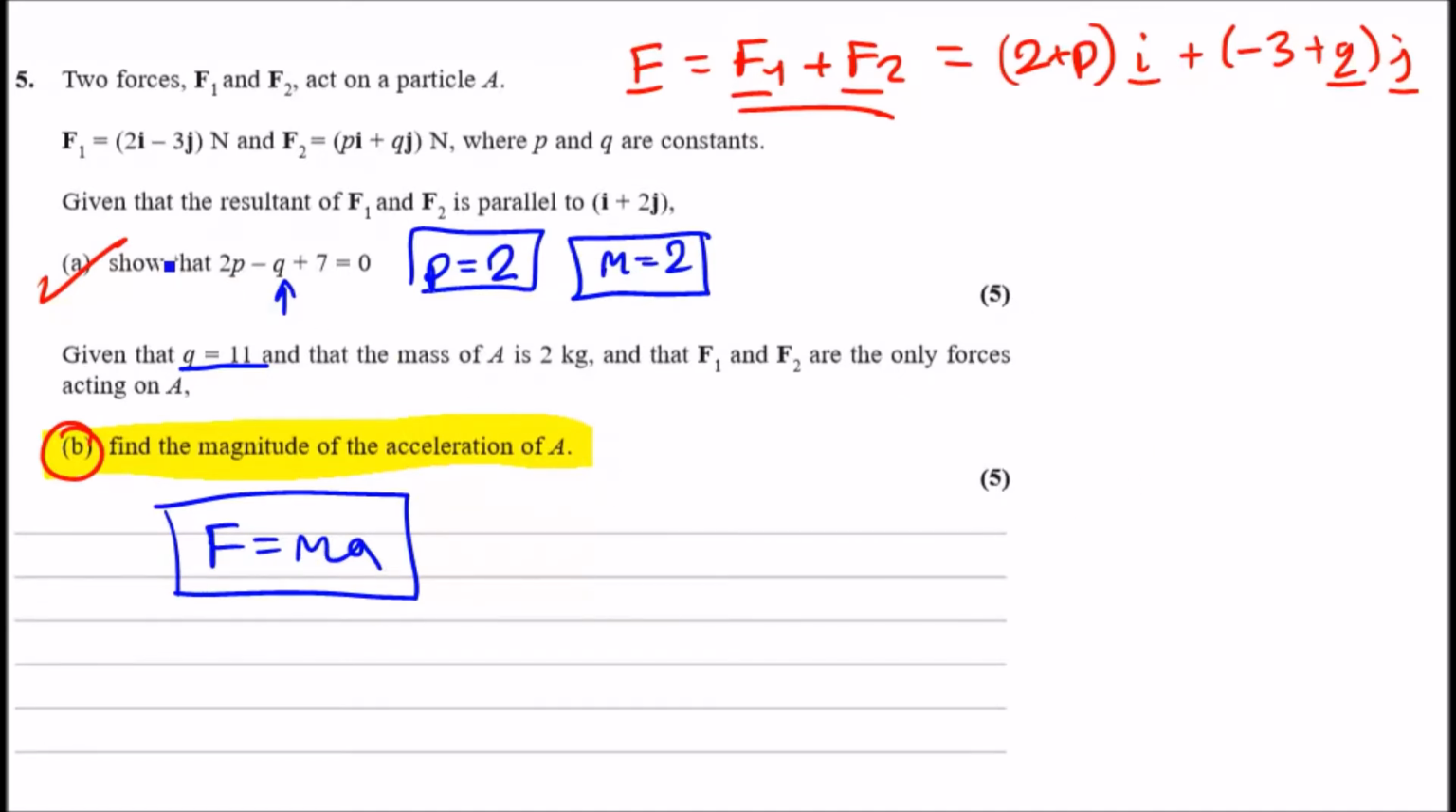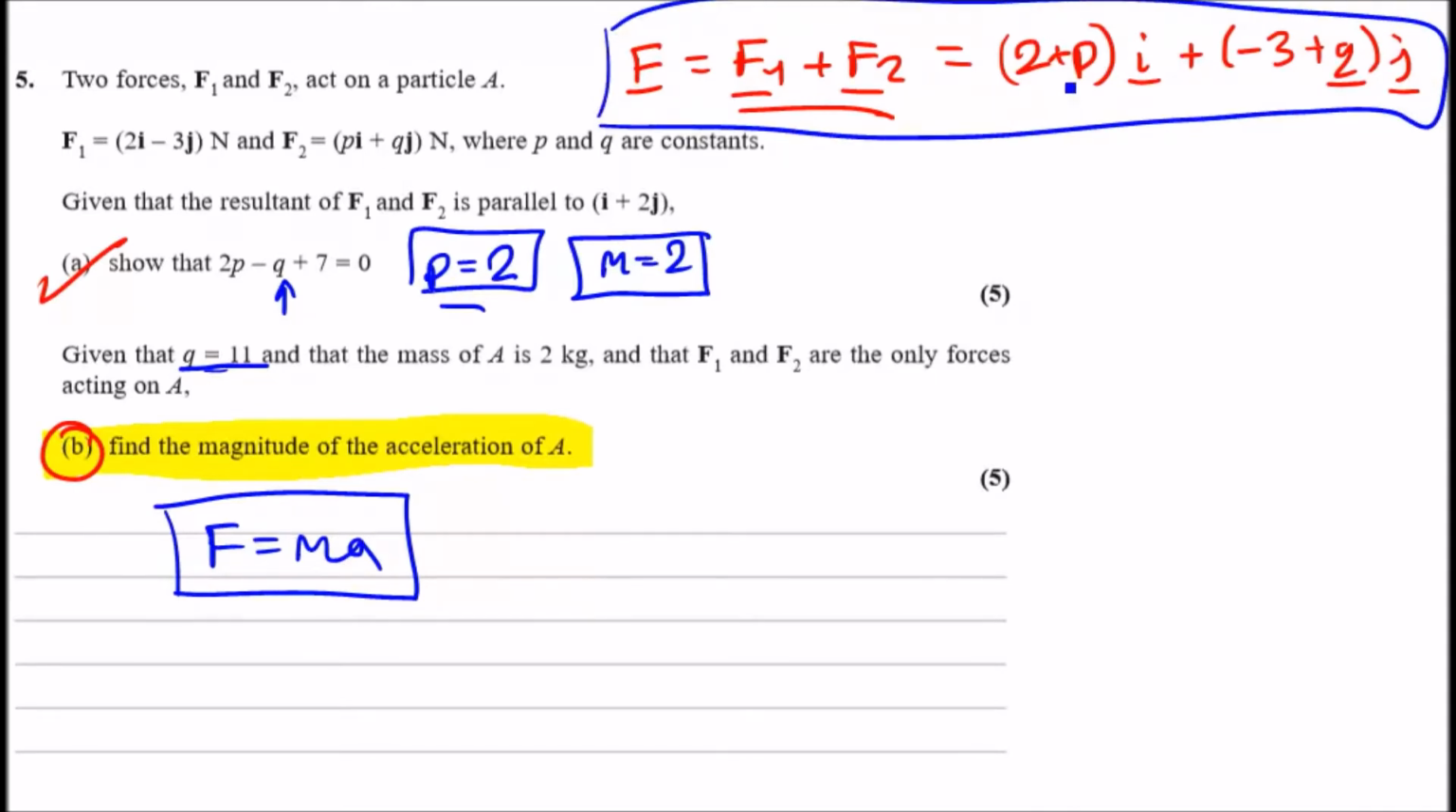Now, since we've got the values of P and Q, we can use the original part A equation, which was up here, plug in values 2 and 11, and then the resultant force will reduce to 4i plus 8j. So that's what we have now.